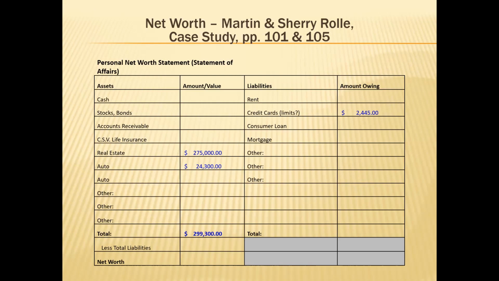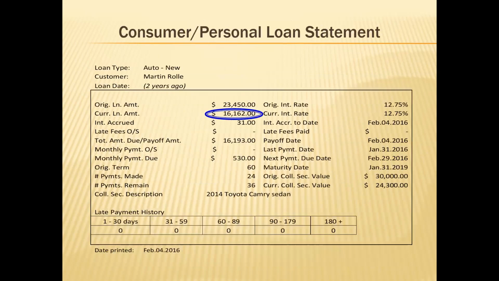Yes, sir. There's the vehicle. Okay, so they have the vehicle or car loan, the consumer loan, and what is the amount owing on that, or the balance that we put in there? $16,162. Okay, correct, 16,162, and we get that from the consumer loan statement. Okay.